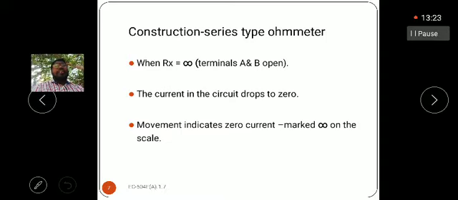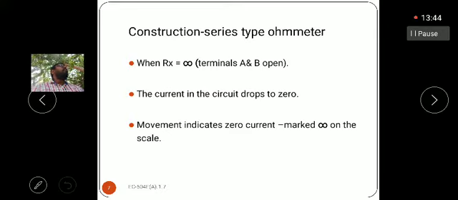When the current is 0, the pointer indicates 0, which shows that we are getting the maximum resistance. The current is 0 means the resistance is maximum. The high resistance, the infinity resistance, opposes the current. That's why the resistance value is infinity.